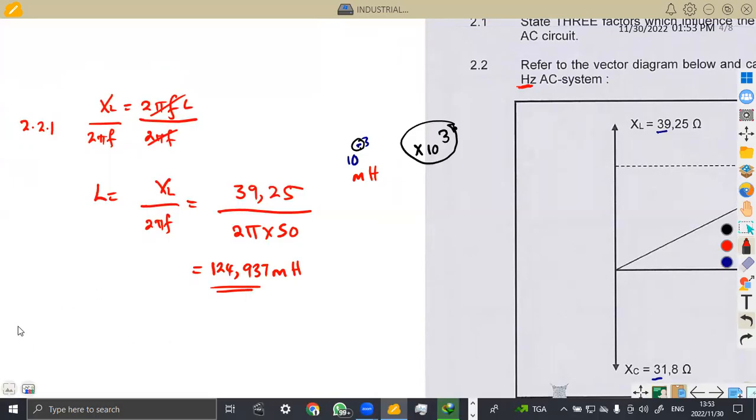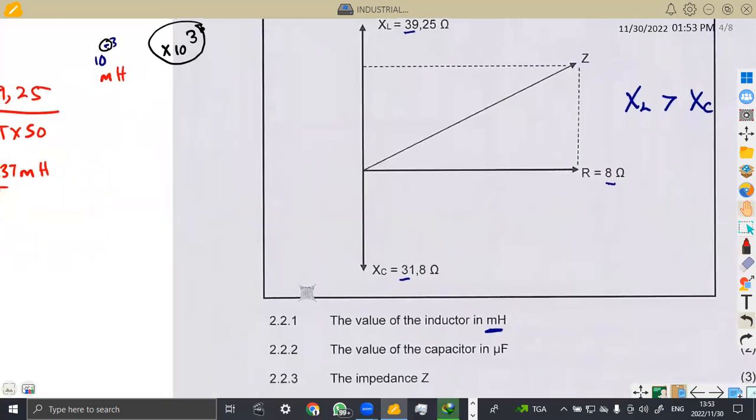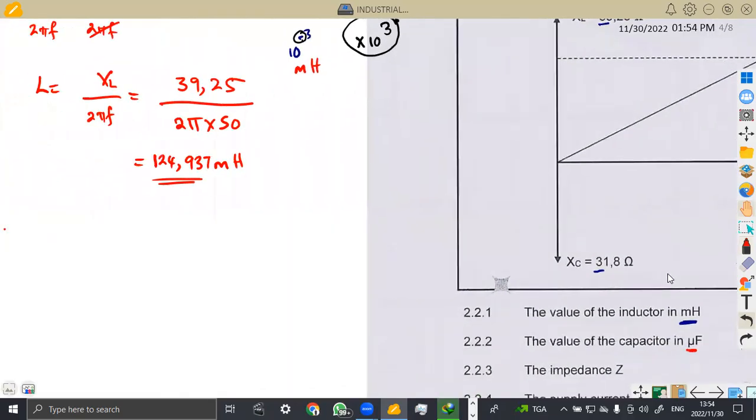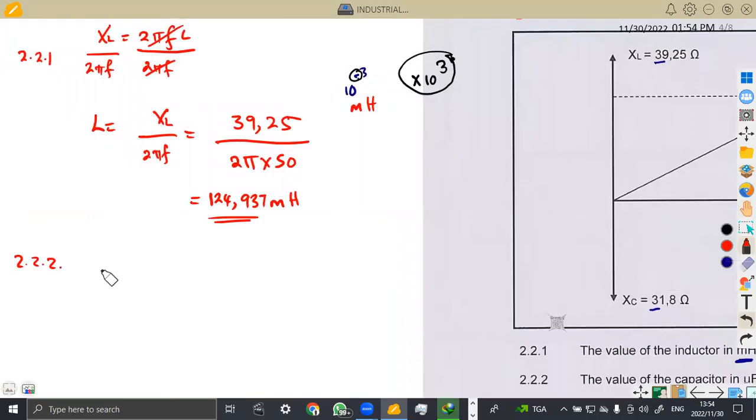Oh, so that was it. Let's check 2.22. That is the value of the capacitor, and take note, in microfarads. The capacitance can be taken from the formula for XC, or if you know the formula, you can just use it directly, because you know that C is equivalent to 1 over 2 pi f XC, just the opposite of XC. Okay, so we can insert our values.